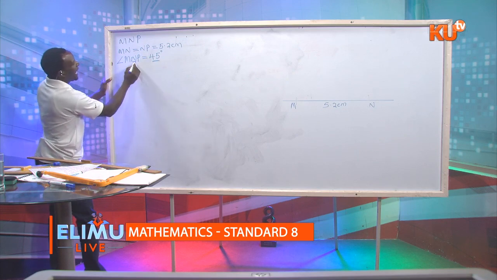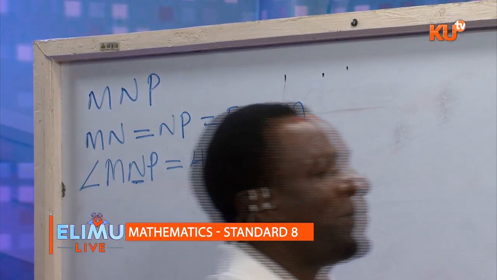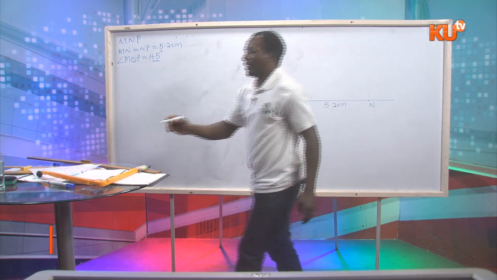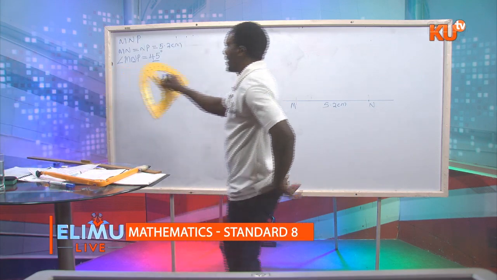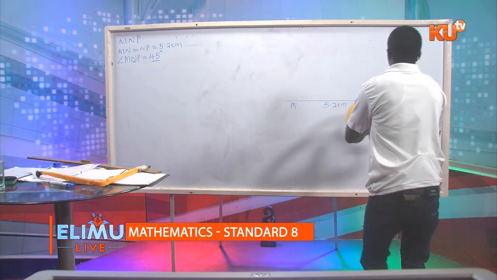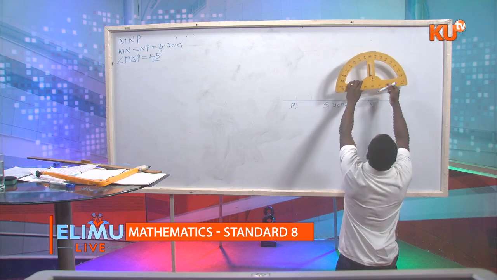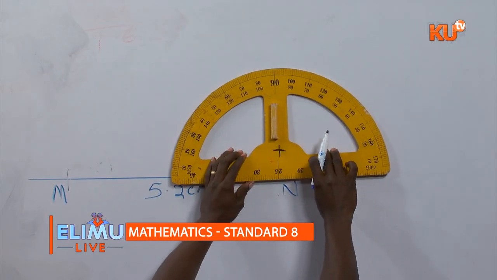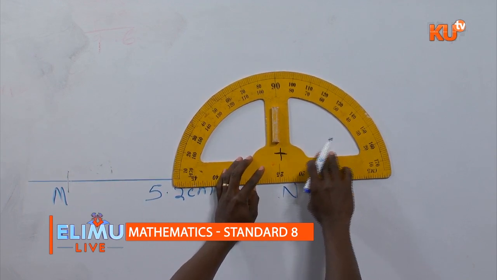Now we go where we have N. It is on our far end here. So on this one is where we are going to place our protractor, the way I told you, where we have the cross. You come and place it there gently.